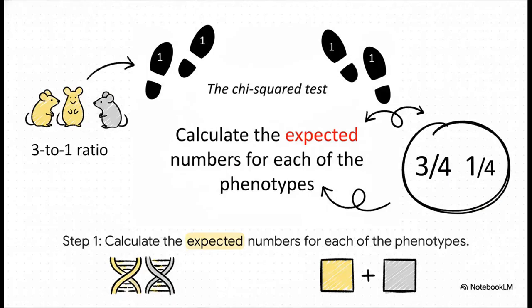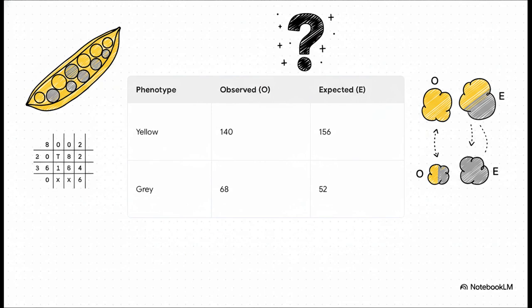Okay, step 1. It's pretty simple, really. We can't know if our results are surprising until we know what normal is supposed to look like. So we have to calculate the expected numbers based on the genetic theory, which, for this cross, predicts a 3-to-1 ratio of yellow to gray mice. We had 208 little mice in total, so the math is pretty easy. We'd expect 3/4 of them, which is 156, to be yellow, and we'd expect 1/4, which is 52, to be gray. Right away, you can see that our observed numbers are a little different from what we expected.